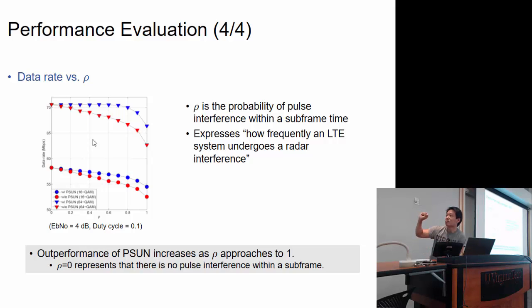So I wanted to generalize that quantity by a certain parameter that's normalized into 0 to 1. That's that quantity, rho. So that also represents the dominance, the CBRT of pulse interference in the channel. So as you can see also, an OFDM system without PSUN decreases faster as rho increases.